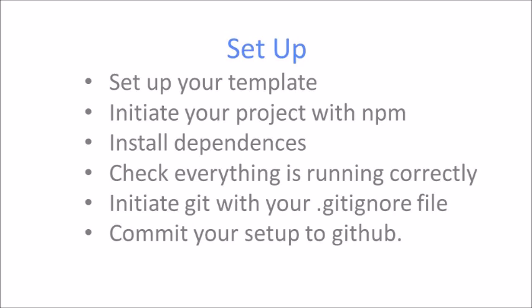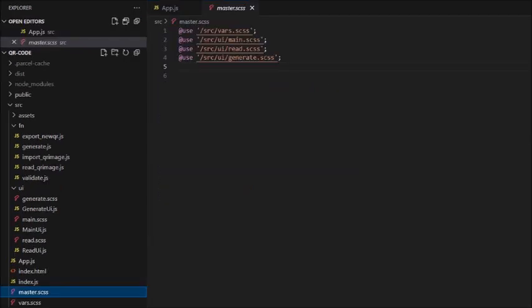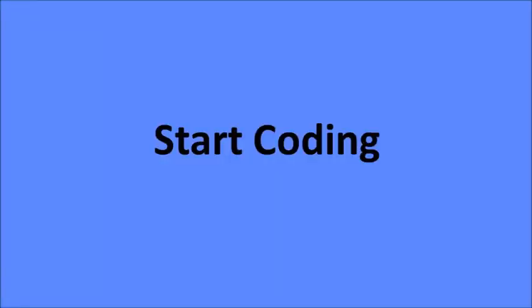So for the setup, I will set up my template, initiate the project with npm, install the dependencies, check everything is running correctly, initiate Git, and then commit the setup to GitHub. So here I set up my files with a basic template that AI will build on. Mostly the files are empty, except the basic template files, which we have covered in previous tutorials. The files are not so important, you can always add and remove them as you need, but they will help guide your development in the beginning. But I have imported all the CSS files ready to go, so any coding that AI does will be updated immediately in the browser.